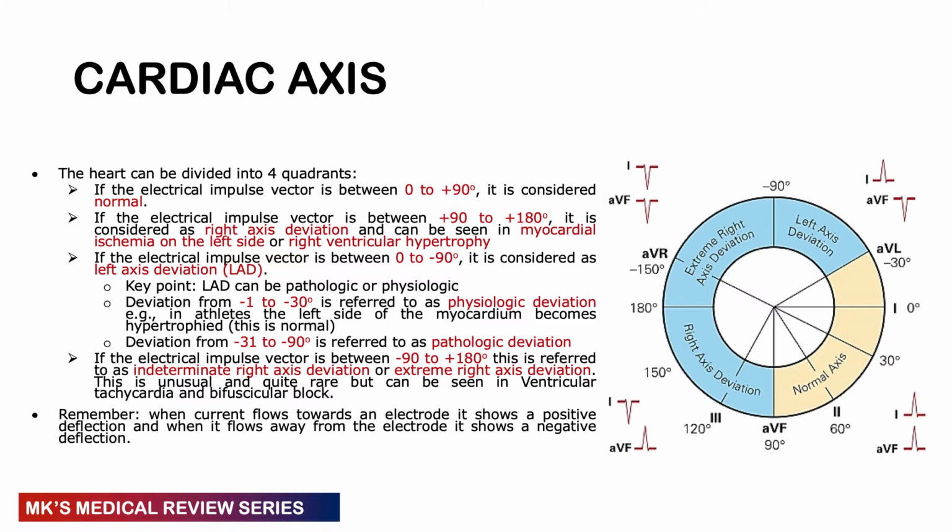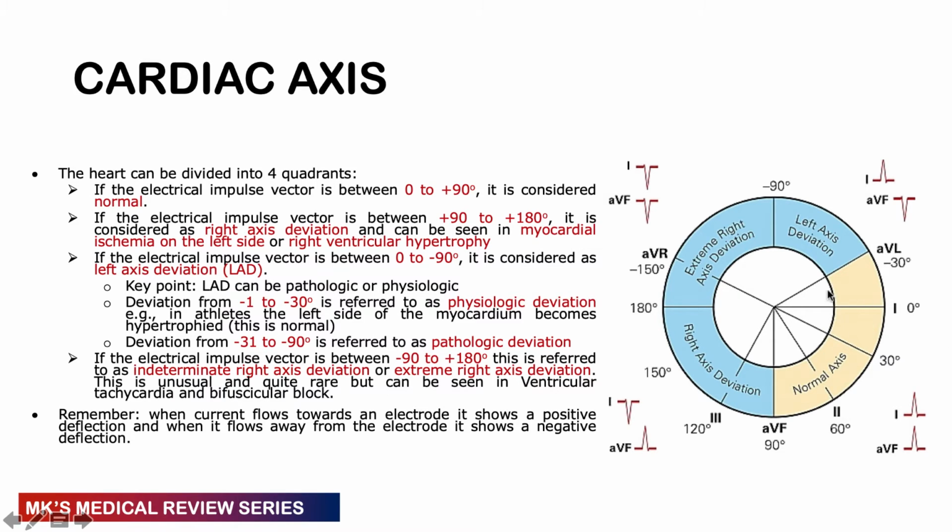It happens in athletes. For example, you run quite a lot, your left side of your heart might hypertrophy to some extent, not to a pathological extent, but to some extent, such that it will cause this deviation of the cardiac axis because the left side will be generating a much greater electrical activity, so it will slightly shift your impulse towards this quadrant here.